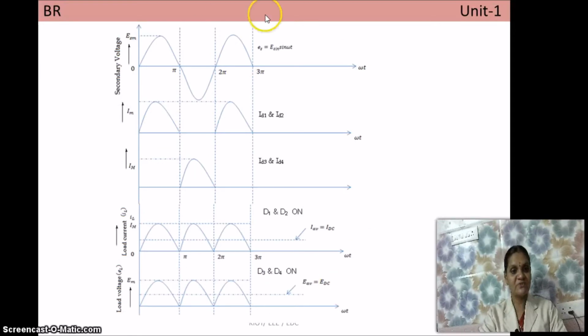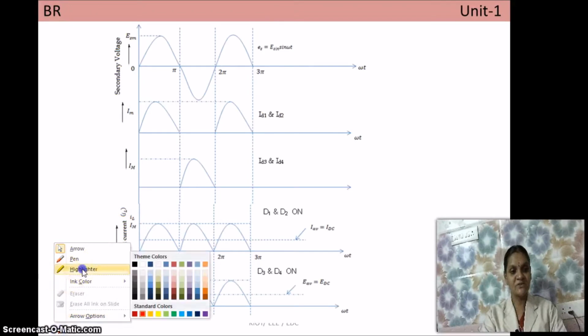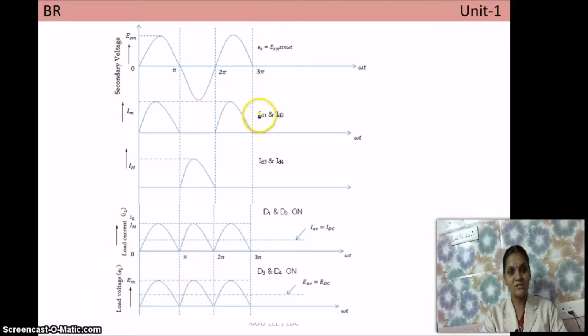This waveform is very similar to that of the full wave rectifier. Only one thing: the first waveform shows when diode D1 and D2 are conducting, and the second waveform shows when diode D4 is conducting. This diode conducts for the positive half cycle, so we will get only the positive waveform, and this diode conducts during the negative half cycle, but since the current flowing through RL is in the same polarity, in the negative half cycle also you will get the positive voltage. And this is the waveform, and this is the load current flowing.